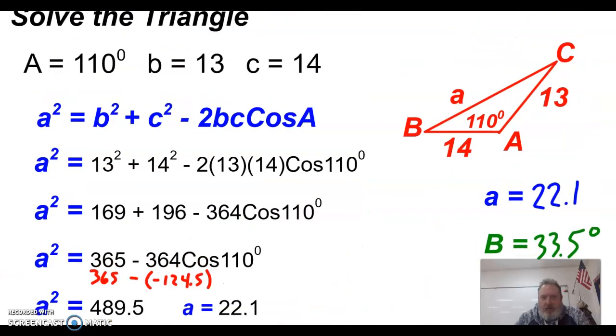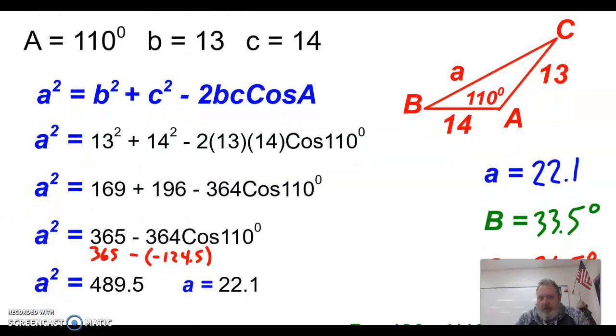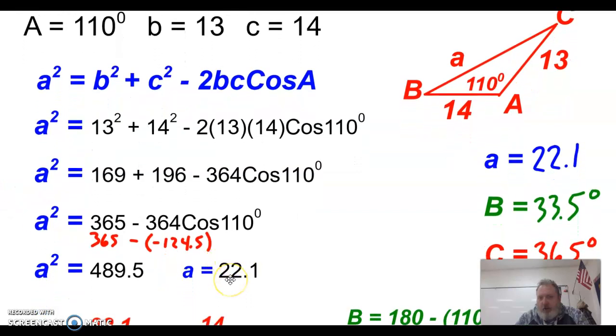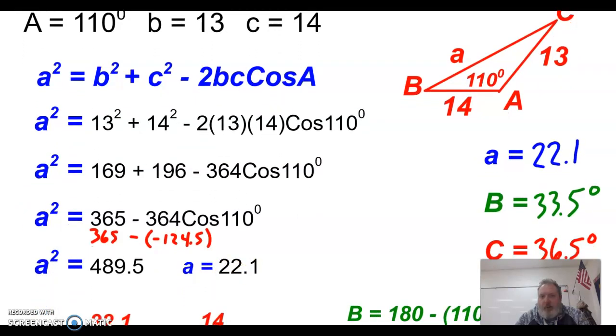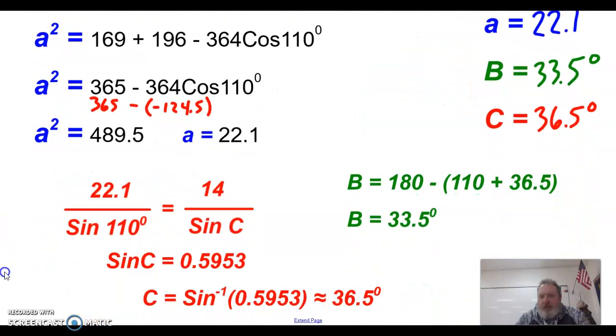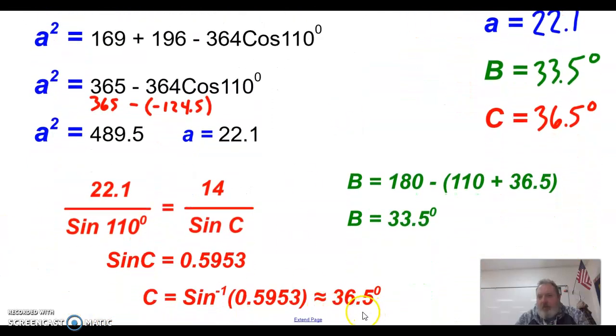So again, law of cosines to get side A. So you can see we plugged everything in here. Our given sides and angle did law of cosines to get side A of 22.1. Then I can do law of sines to get angle C. That gives me two of my three angles, subtract from 180 to get angle B. Again, as you watch this, feel free to pause as you need to fill things in and take the time you need.